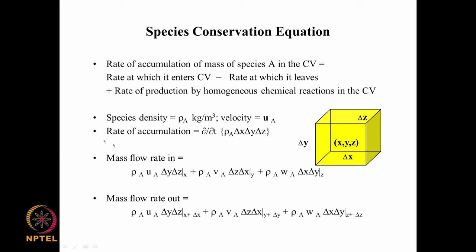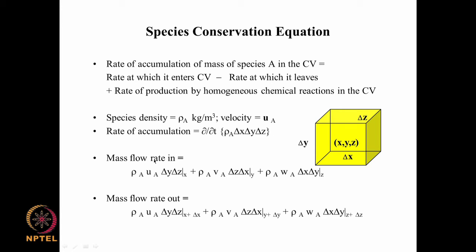So, with all those by now familiar things, we can write the rate of accumulation of species within the control volume as the density times volume, which will give you the total mass of species A within the control volume, and variation with respect to time, ∂/∂t of that, will give us the rate of accumulation of mass of species within the control volume, which is the left hand side of this.